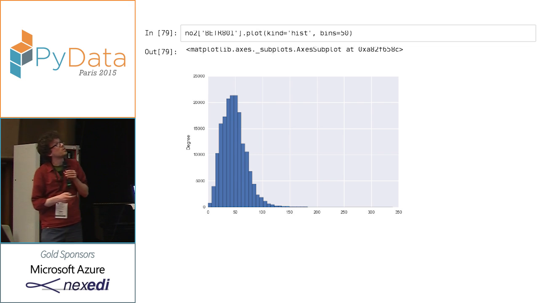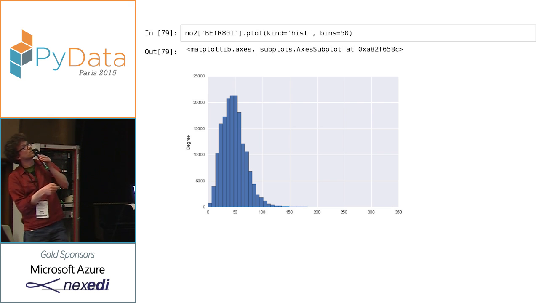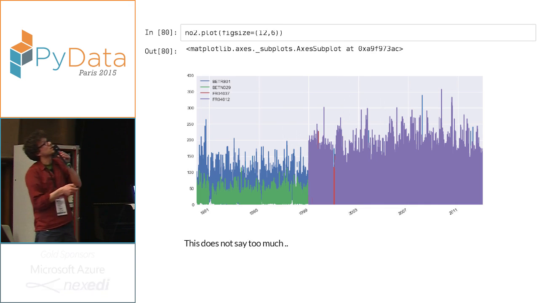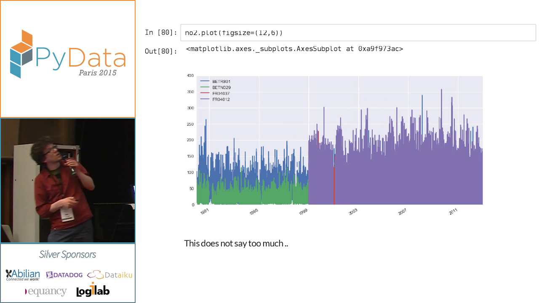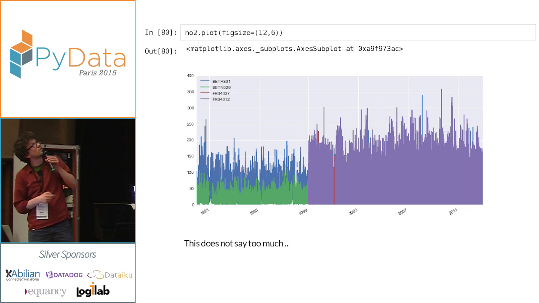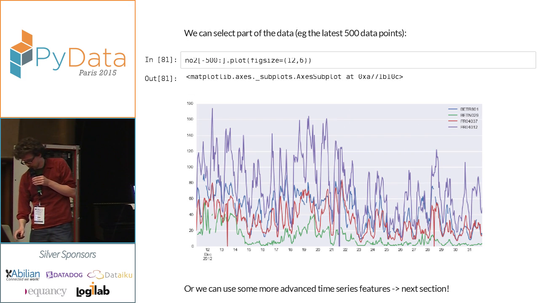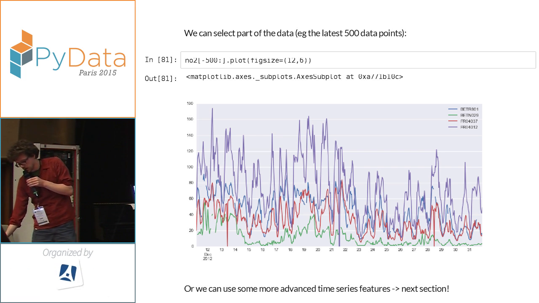As another example, I can quickly take a histogram of some data, or just plot the time series. This is a little bit less useful because you have hourly values for a lot of years, so you don't see much about that. You can, for example, take only the last part.